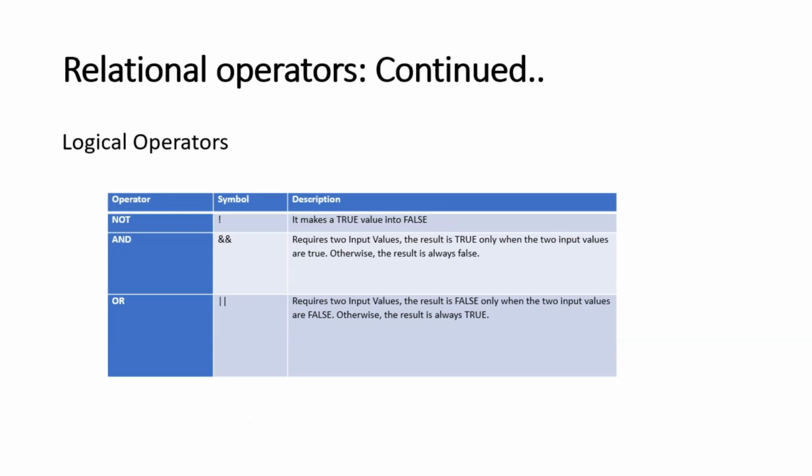We continue with relational operators. We have already studied logical operators, so let us just revise. Not, the symbol is exclamation mark. It makes a true value into false. And, ampersand, requires two input values. The result is true when the two input values are true, otherwise the result is false. Or, double pipes, requires two input values. The result is false only when the two input values are false, otherwise the result is always true. Thank you, and let us move over to the demo.